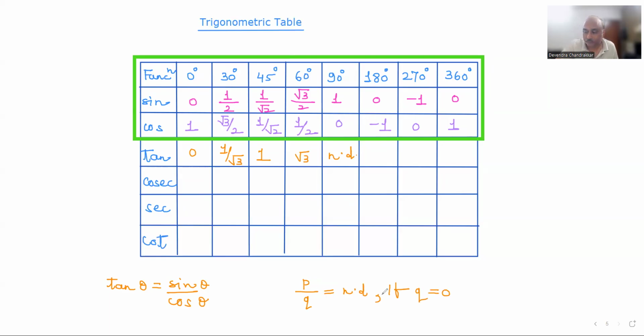In a fraction, P by Q is not defined if Q is 0. Clear? This is 0. This is not defined. This is 0 again. I hope this is clear to all of you. Yes or no? बेटा बोलना है हाँ ना जल्दी से, है ना?